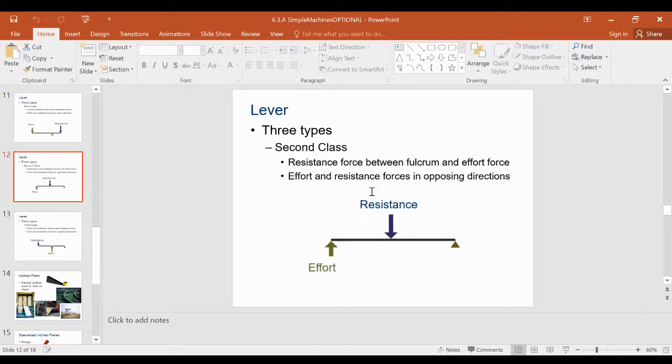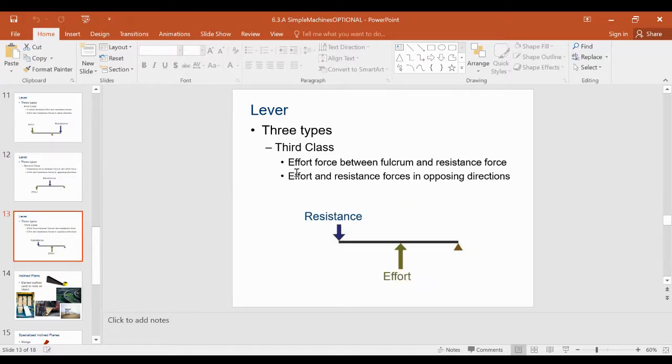A second class lever is when the resistance force is between the fulcrum and effort. Effort and resistance are in opposite directions. Every time I say second class lever, think a wheelbarrow. You lift the wheelbarrow up here with your weight in the middle of it, in the basket, pivoting on the wheel. All right?